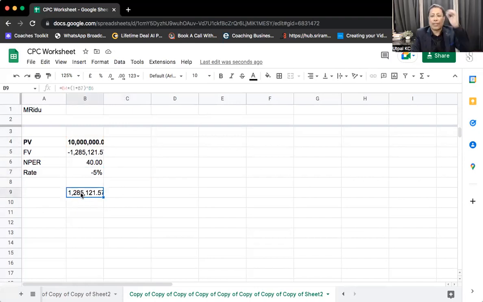It will be 12,85,000. So you'll have to do it manually, because it's a philosophical question, right? That's what I'm saying. You'll have to ask it differently. It will be 12 lakhs 85,000 worth. That means whatever 1 crore buys today, after 40 years, the worth will be 12 lakhs 85,000. Okay, that's what you want.